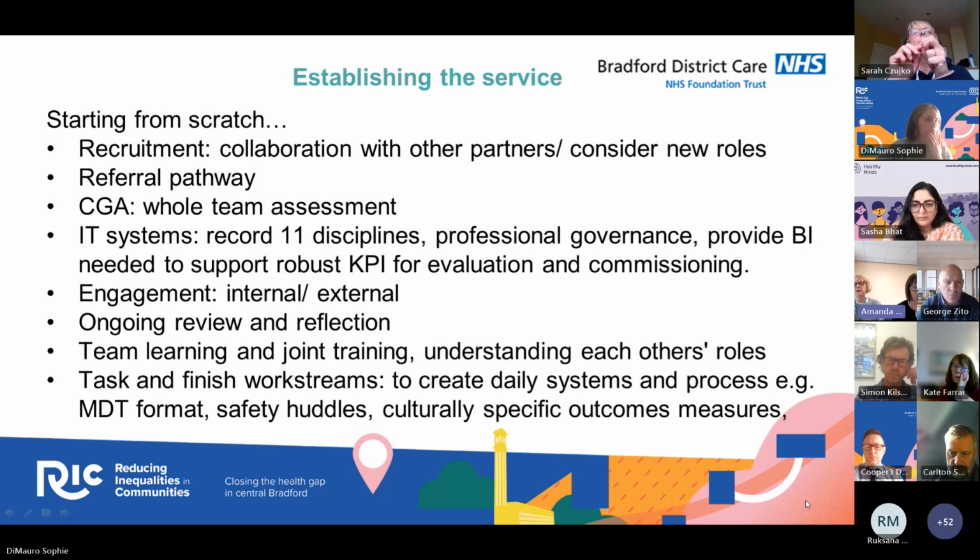We have an ongoing review and reflection approach. So we trial things out. We regularly have meetings to review: is everything working? Do we need to change anything? Do we need to develop anything further in order to support the service and the patients that we're seeing?